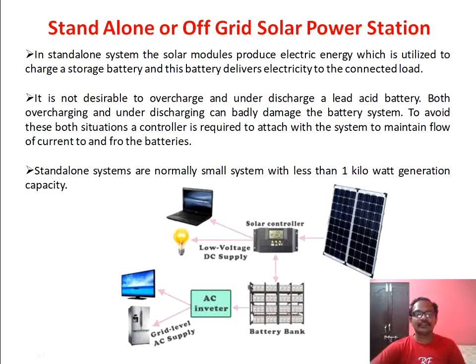So to avoid both these situations, a charge controller is required to be attached with the system to maintain flow of current to and fro the batteries. Standalone systems are normally small systems with less than 1 kilowatt generation capacity. As you can see in the diagram itself, we have solar modules from which we get the DC power, and the DC power is sent to the charge controller initially.